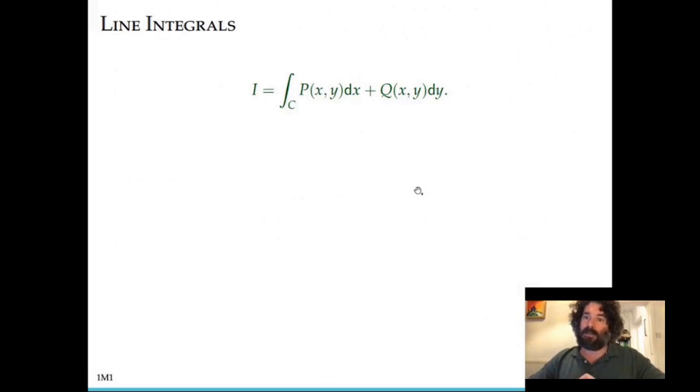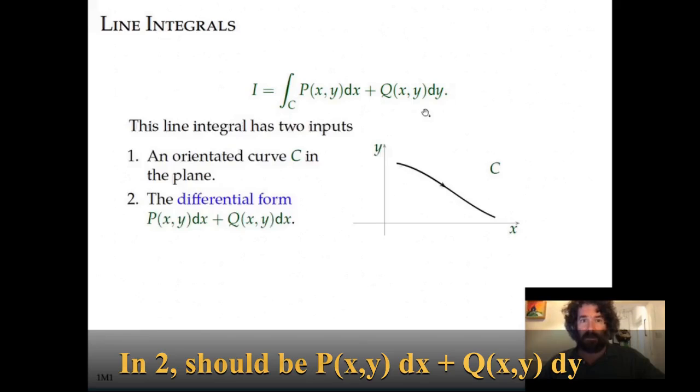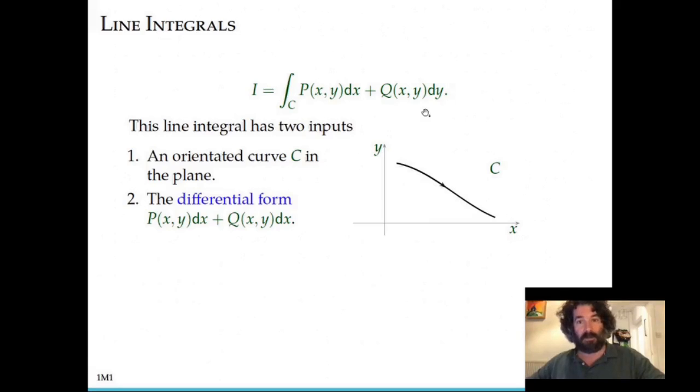Okay, so what is this line integral of a differential form? As on the previous slide, the formula for a line integral of a differential form looks like this. We have a curve c and a differential form, which is a function p times dx plus a function q times dy. And so, as I said, the line integral of this differential form has 2 inputs, the curve c and the differential form. And so we have this curve.